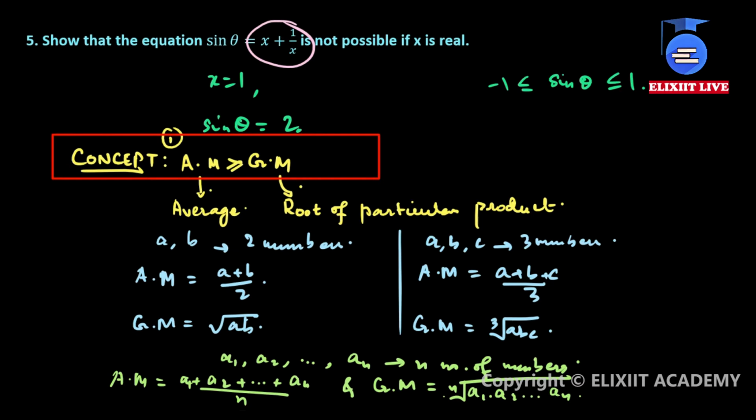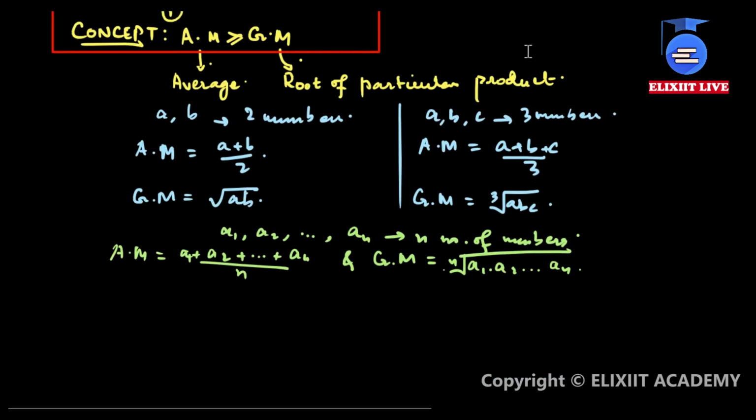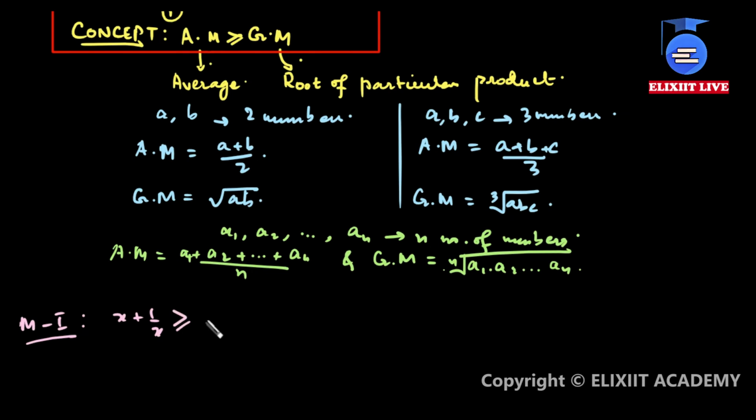The minimum value of x plus 1 by x is 2. But how do we prove that the minimum value of x plus 1 by x is 2? We can prove it by this concept of AM and GM. So method number one. I'll show you both the methods, but this is the standard way of proving this. The minimum value of x plus 1 by x is 2. Why is this 2? The proof is very simple.